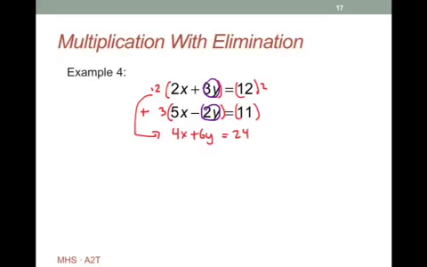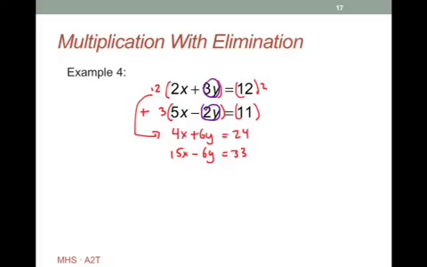So the top equation becomes 4x plus 6y equals 24. Again, I multiplied that whole equation by 2. The goal here is to get both equations to have a 6y in them so that the 6y's will go away. When I multiply the bottom one by 3, I get 15x minus 6y equals 33. So now once again I have a 6y term and a -6y term.